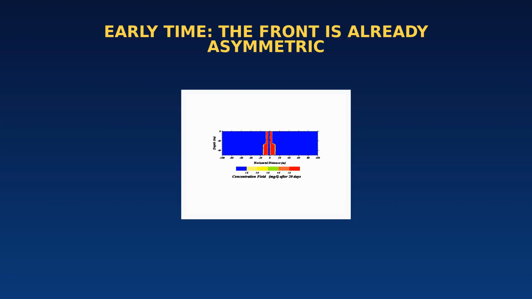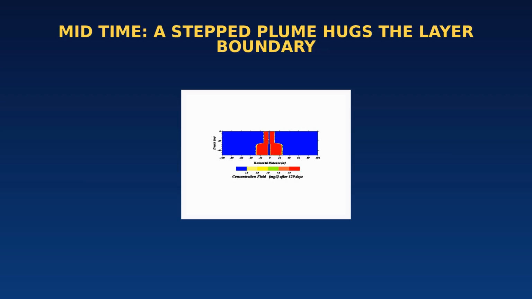Watch what happens. Early on, the tracer front is already asymmetric, pushed further through the fast layer, lagging in the slow one. As time passes, 60 days, 600 days, thousands of days, the plume develops a distinctive stepped shape, hugging the boundary between the layers.